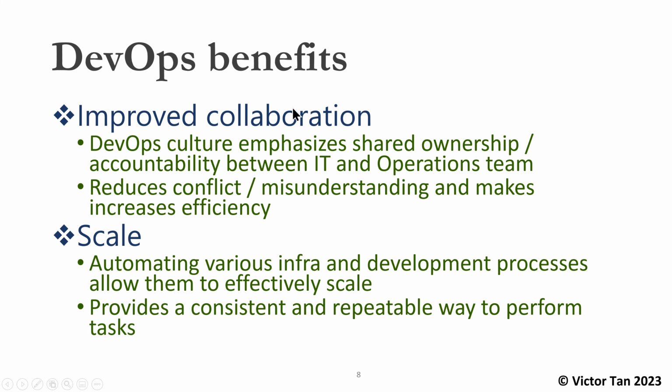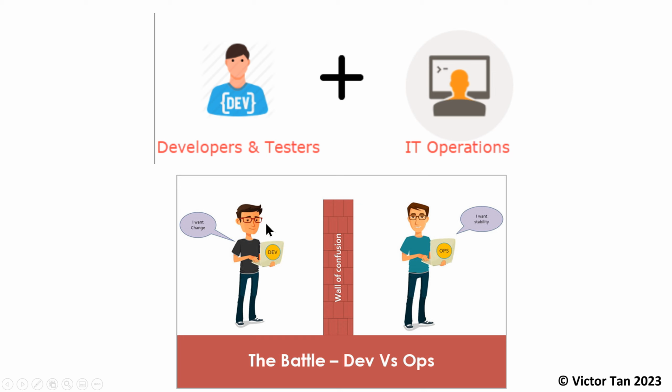Then the other benefit, of course, is improved collaboration, because now the idea is that there's shared ownership and accountability between the IT and operations team. So before DevOps, basically what happens is you have a war between these two groups of people. The developers will blame the operations team: you guys don't know how to maintain your servers, your servers are not maintained properly. Then the operations team will say your code is crap. That's why your code crashed. That's why the customer, when they try to access your app, the app crashed. So now both of these teams are basically blaming each other.